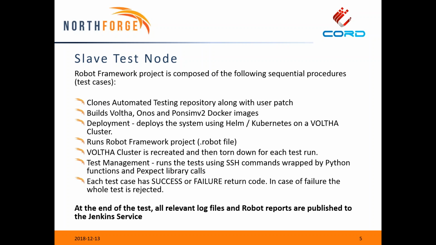Test management runs the test. It uses SSH commands wrapped by Python functions, and pexpect library calls. Each test case has success or failure return codes. In case of failure, the whole test is rejected, so it fails on the first instance of a test failing. At the end of the test, all relevant logs and Robot reports are published to the Jenkins service.